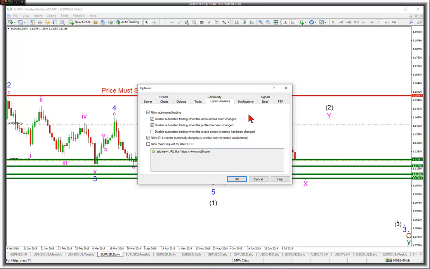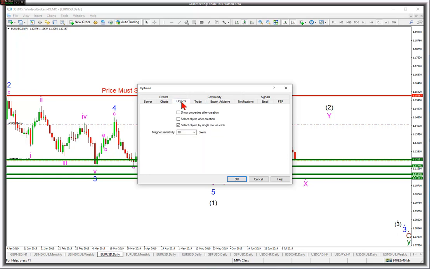The second tab that I'm interested in this area is under Objects, and this is a personal preference. You do not need to do this one in order for the software to function. This is just a personal preference, and in here under Objects, my preference is to select Object by single mouse click.